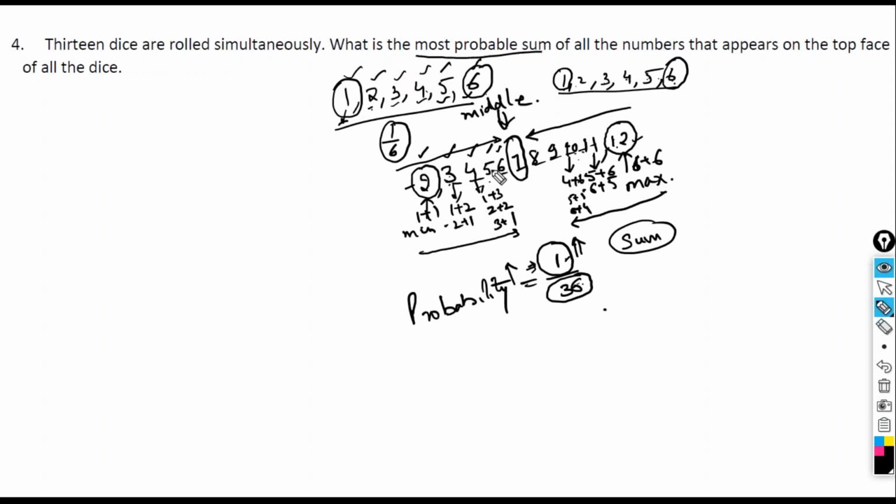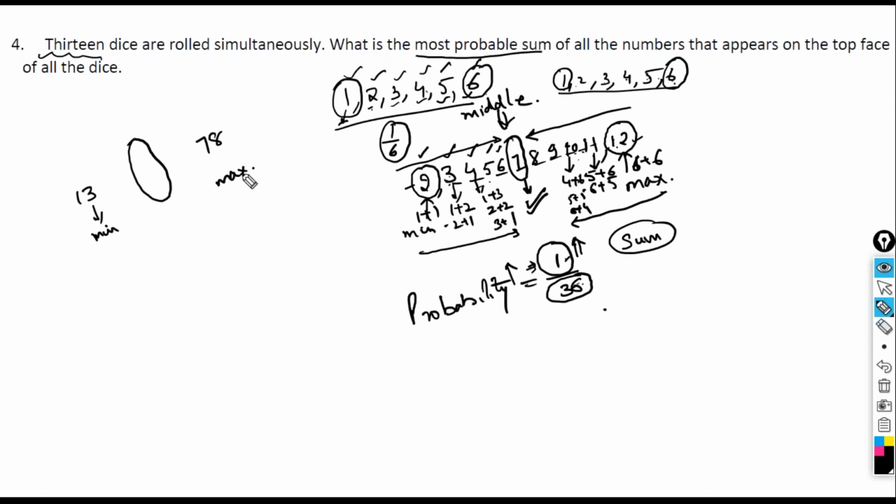Is it clear, everyone? In this case, 7 is in the middle, so the number of cases is going to be the largest for 7. So the most probable sum in this case is going to be 7 only. But here, as the statement says, a total of 13 dice are thrown. So for 13 dice, the minimum sum possible is 13 and the maximum sum possible will be 13 into 6, which is 78.